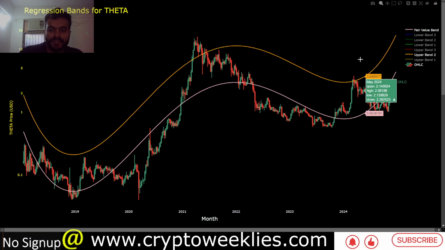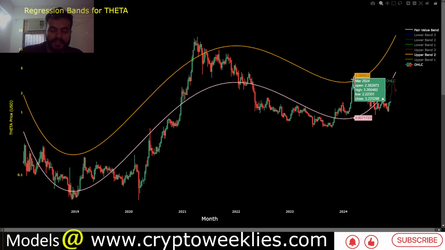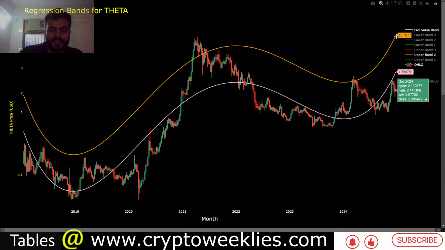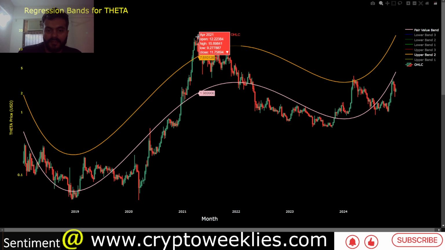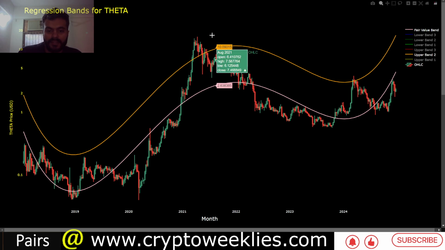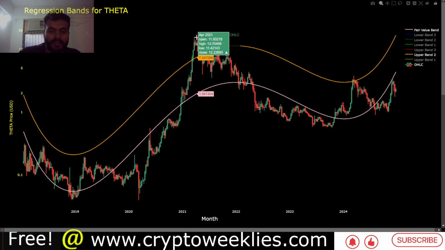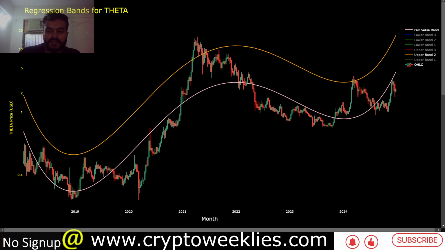The 2 standard deviation ceiling captures most of the major peaks. You can see that this particular model did establish a 2 standard deviation peak and identify it correctly in March of 2024. That 2 standard deviation peak at this point in time is at around $16.70, and a $16.70 Theta would be higher than the previous all-time high of $13.70 that it achieved in April of 2021. So this is the utility of the model.